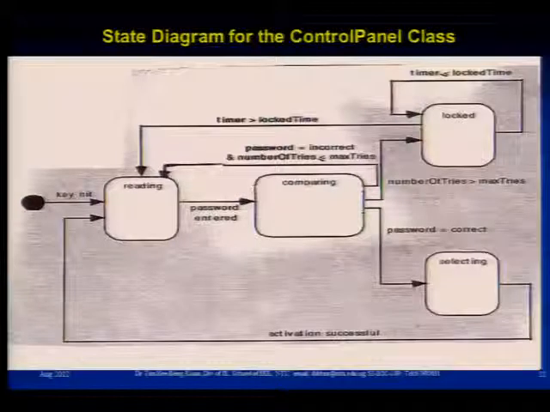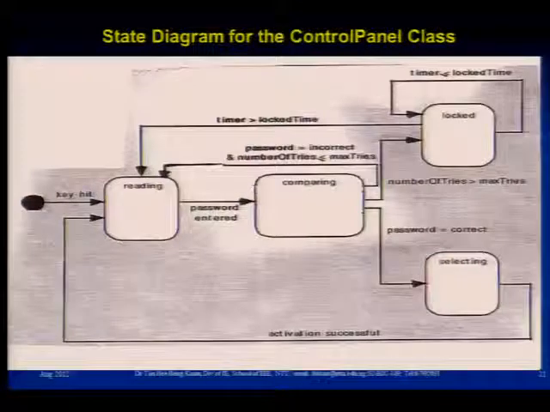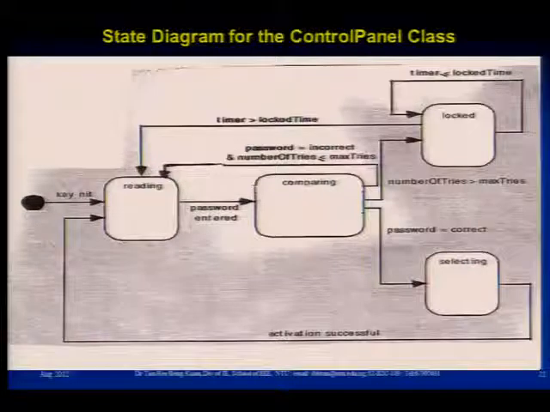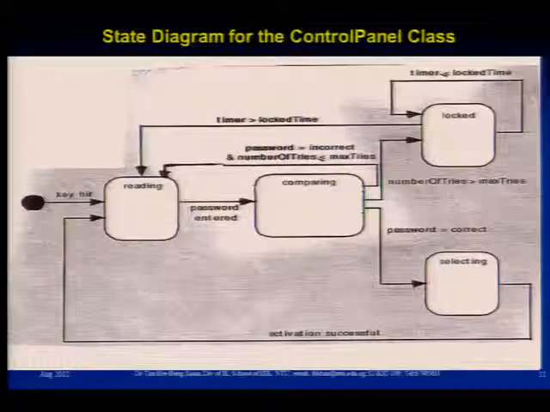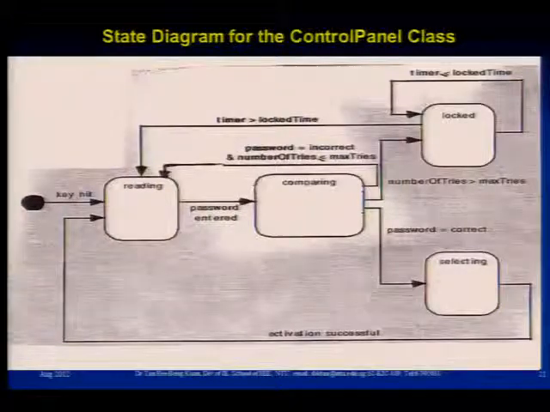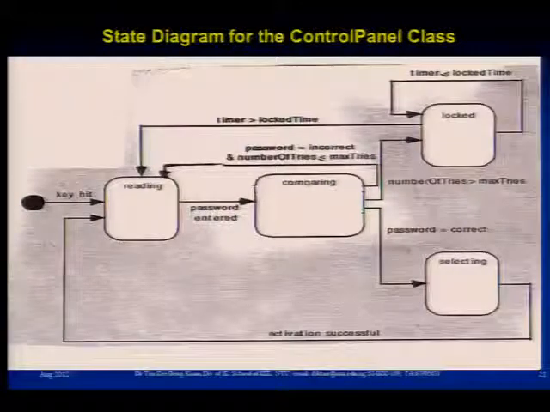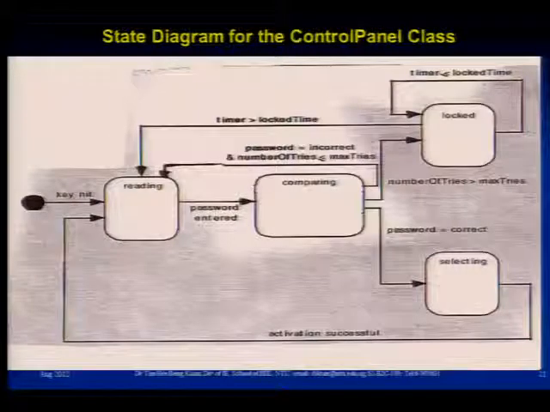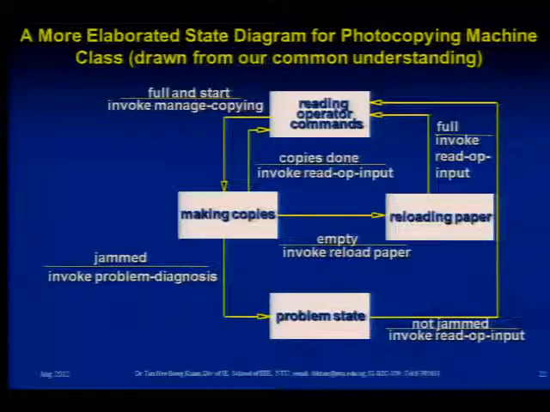Then, if the password is wrong but the number of tries has not yet reached the maximum, the control panel will transit back to the reading state. That means the user can retry and enter a new password again. All right. So when activation or selecting is finished, you go back to reading for another usage. So this is the state diagram to specify the control panel object according to the information given in the earlier slide. Okay, now we come to another one.